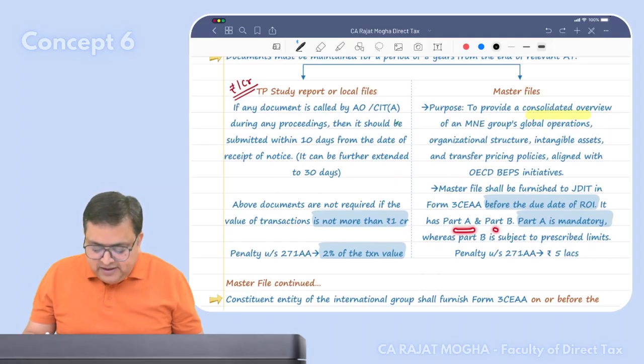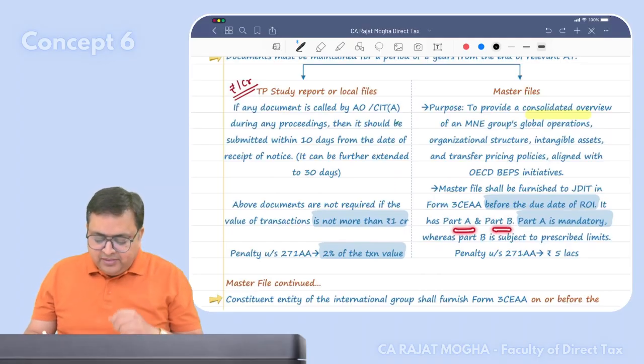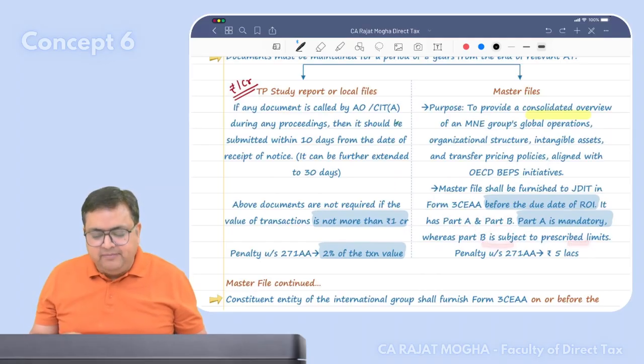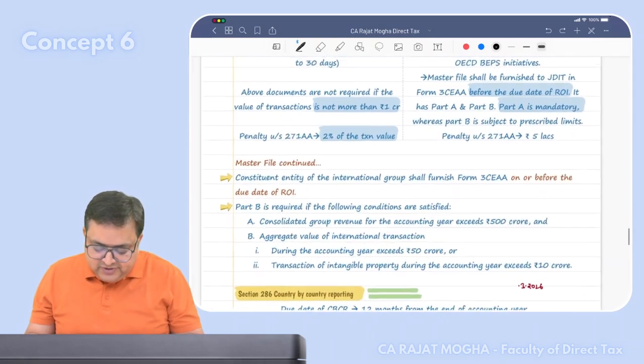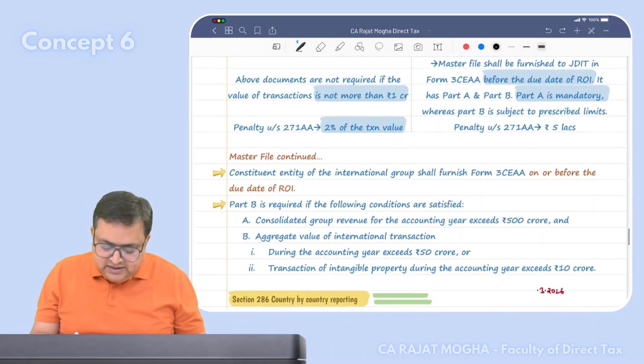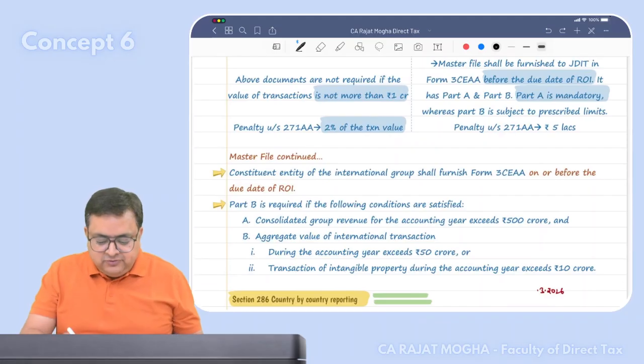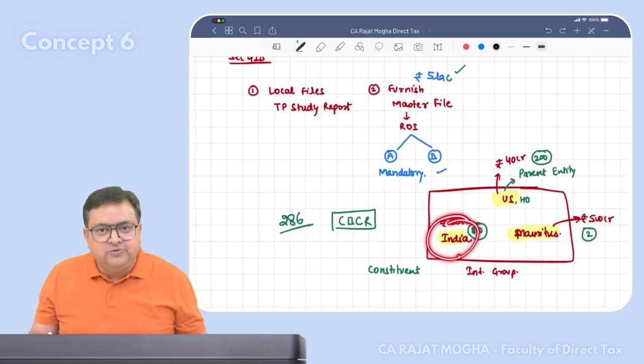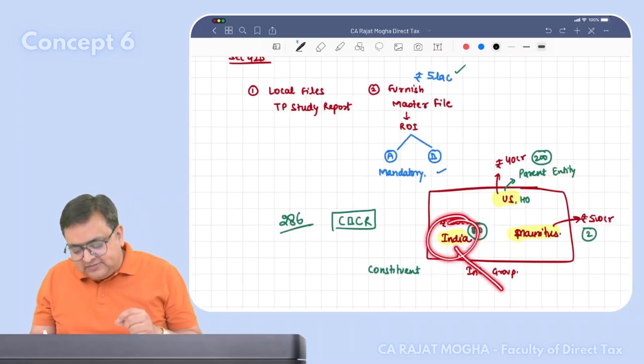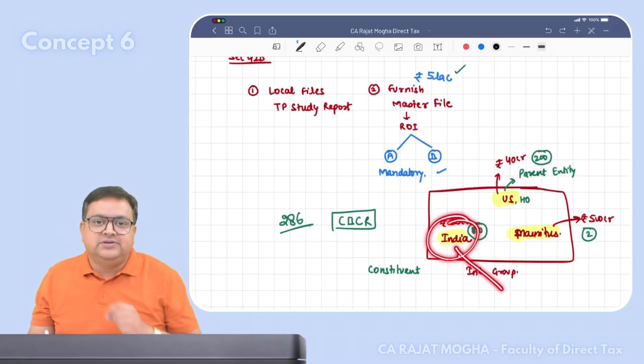It has part A and part B. Part A is mandatory, whereas part B is subject to the prescribed limit. So what are the prescribed limits? Here I have given the constituent entity. Understood? Let's say in India we have one constituent entity. This constituent entity has to furnish this master file.